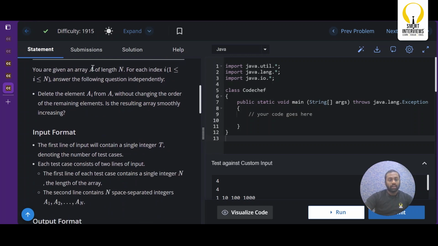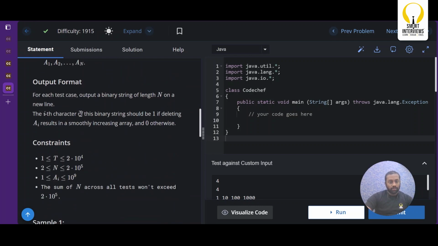So you are given an array A of length n. For each index i, answer the following question independently. Delete the element A of i from A without changing the order of remaining elements. Is the resulting array smoothly increasing? If the deletion still kept it a smoothly increasing array, then the binary string should contain a 1 at that position. Otherwise, it should contain a 0 at the ith character. So you need to output a binary string.